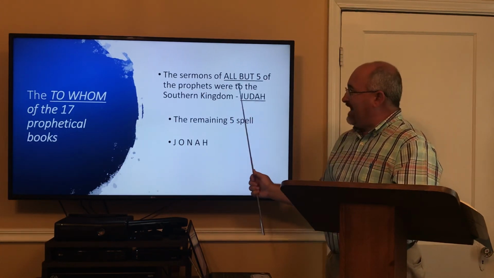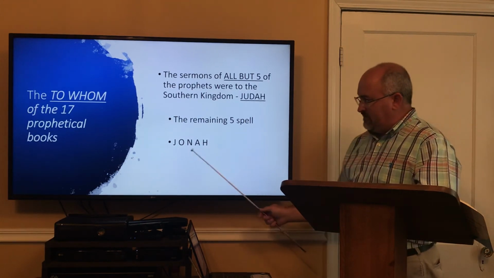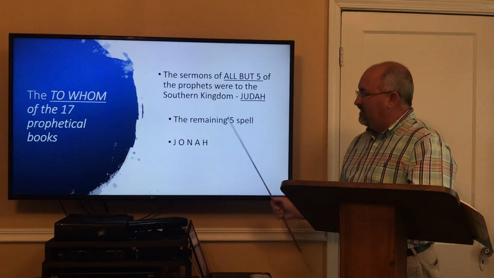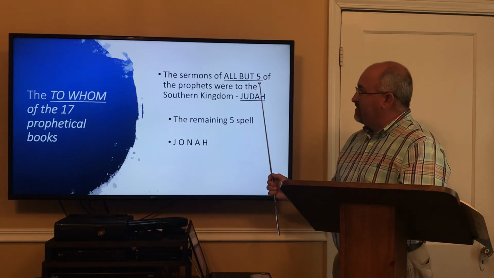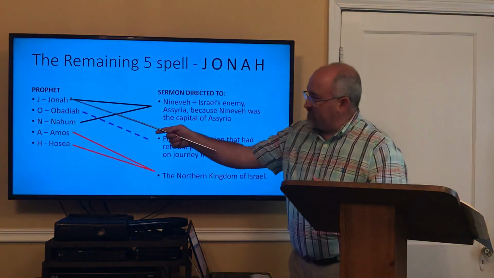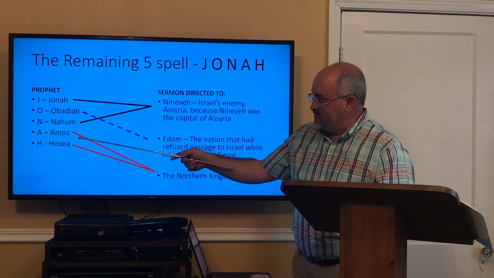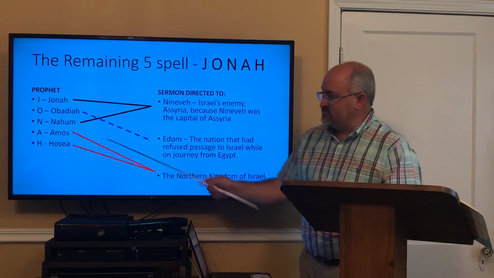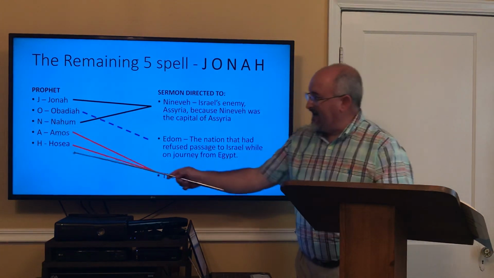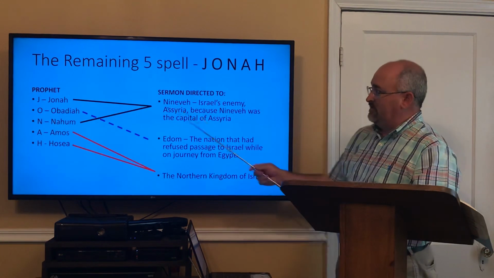But these 5, and they spell out the word Jonah, if you look at the first letter of the book, these 5 were to other nations. Okay? So they spell out Jonah. Jonah, Obadiah, Nahum, Amos, and Hosea. These 5 preached to somebody other than Judah.